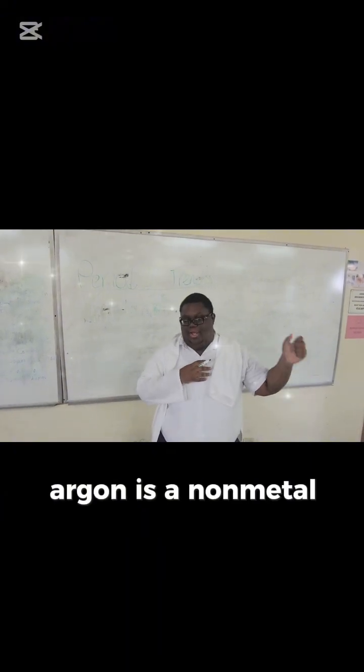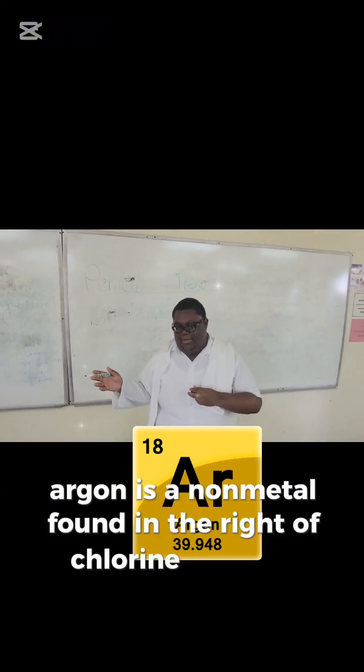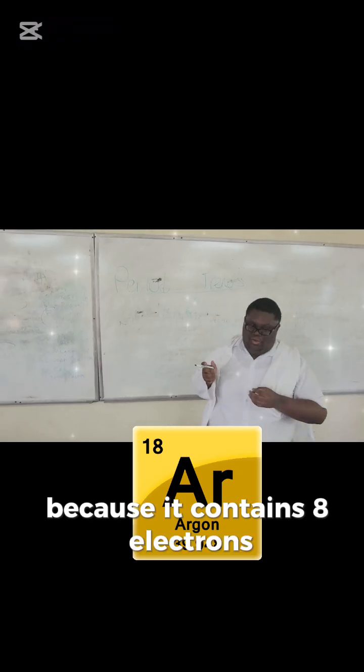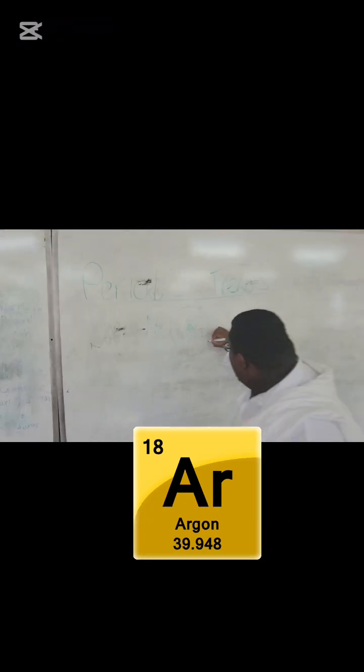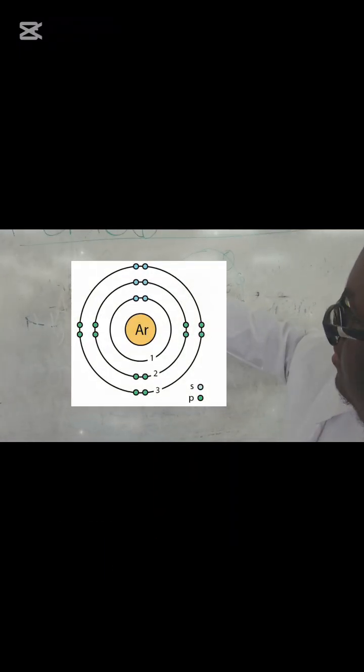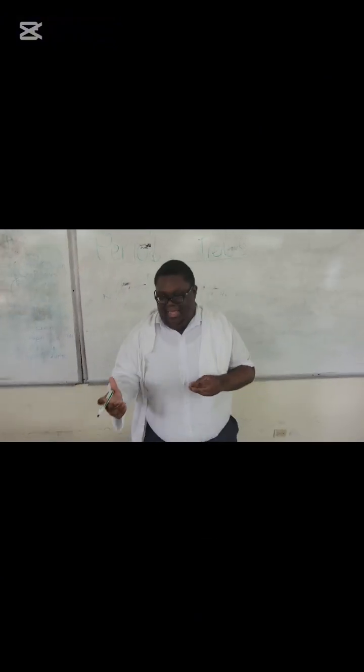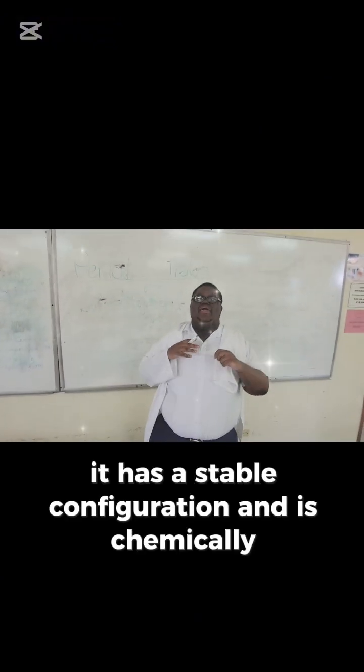Argon is a nonmetal found to the right of chlorine. However, because it contains 8 electrons, it has a stable configuration and is chemically unreactive.